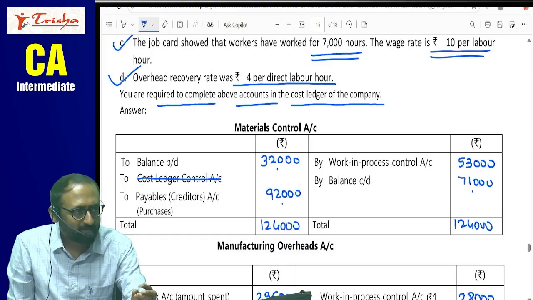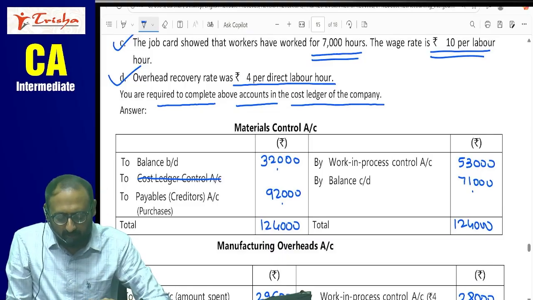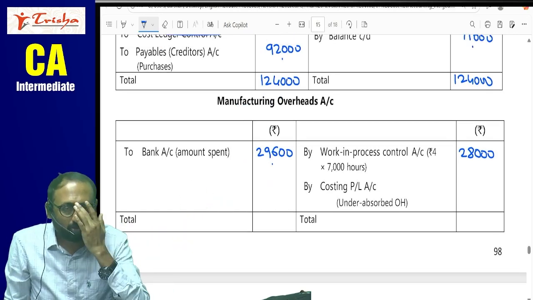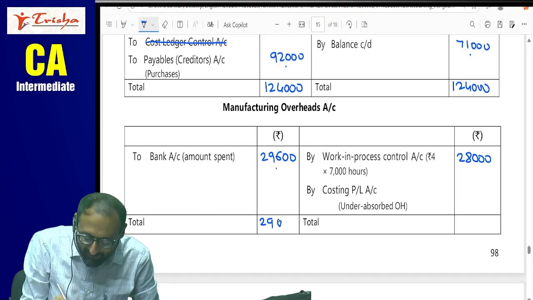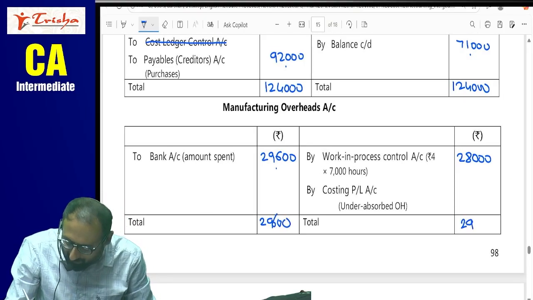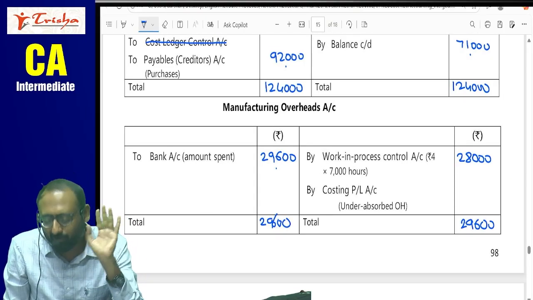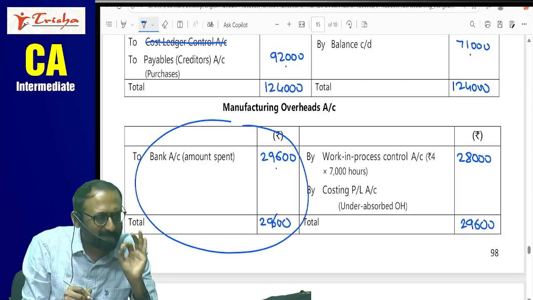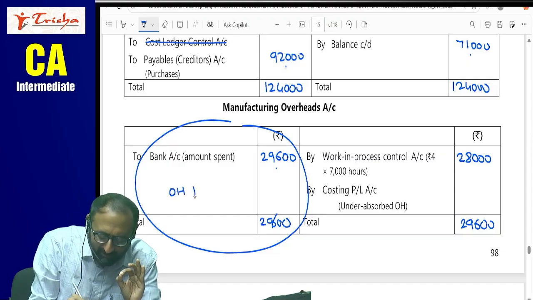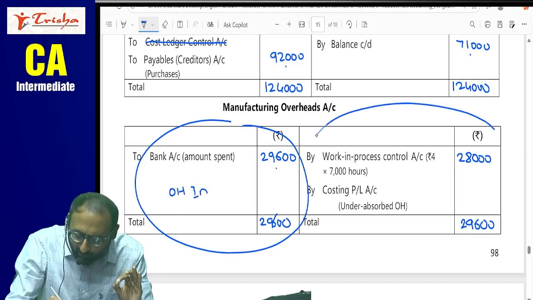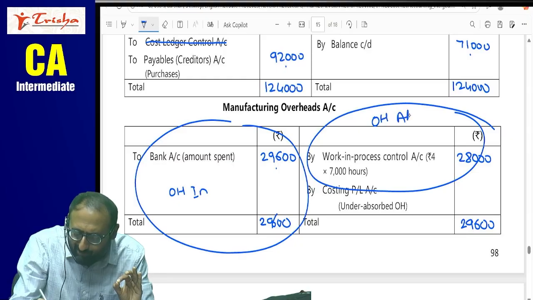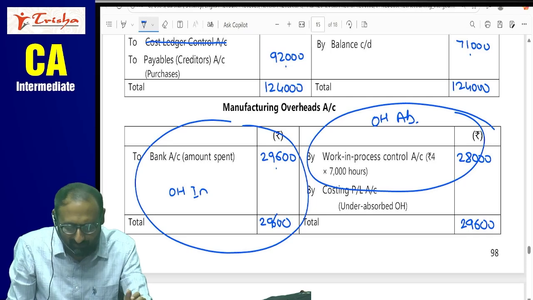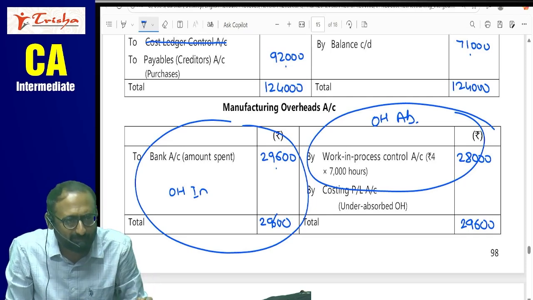Please remember some basic things. As I told you, under absorption or over absorption also will have to be completed. Total overhead incurred is 29,600. On the debit side, I'll write 29,600. But overhead absorbed is only 28,000. Debit side of the overhead account is nothing but overhead incurred. Credit side is nothing but overhead absorbed. Incurred amount is 29,600, absorbed amount is 28,000. Absorption is less, so this is a situation of under absorption.